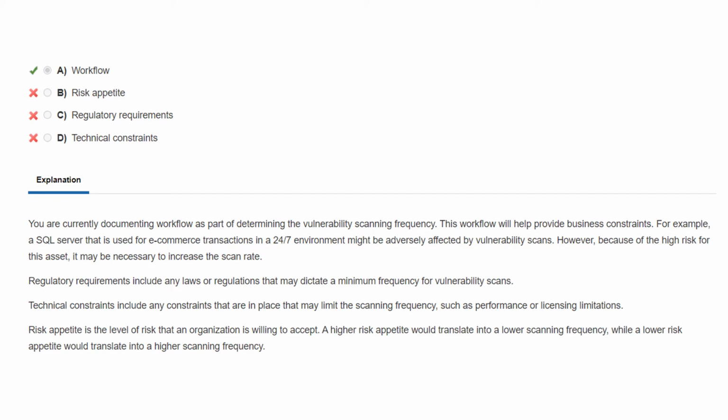The correct answer here is A, workflow. You are currently documenting workflow as part of determining the vulnerability scanning frequency. This workflow will help provide business constraints. For example, a SQL server that is used for e-commerce transactions in a 24/7 environment might be adversely affected by vulnerability scans. However, because of the high risk for this asset, it may be necessary to increase the scan rate.